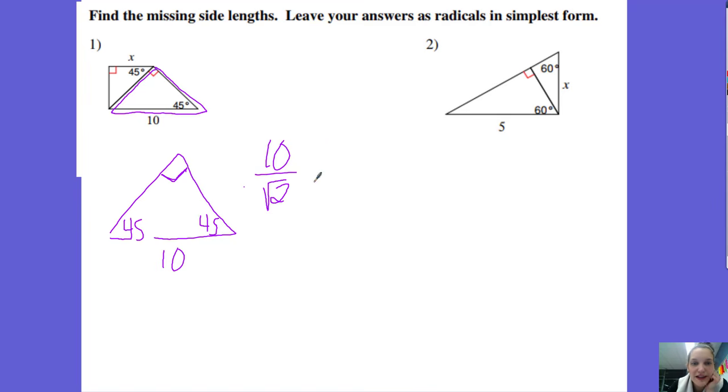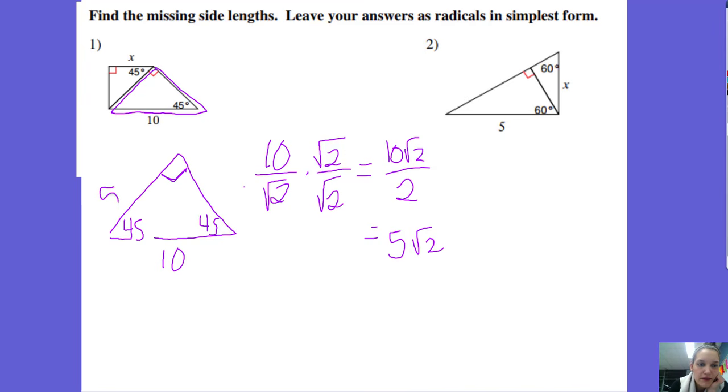I have a square root in my denominator, so I'm going to have to rationalize my denominator. I'm going to multiply the numerator and the denominator by that radical, root 2 over root 2. I've made my fancy 1. So then this will be 10 root 2 over 2, and then 10 divided by 2 reduces to 5, so 5 root 2. So that means that both of these legs are 5 root 2, which means right here this is 5 root 2.